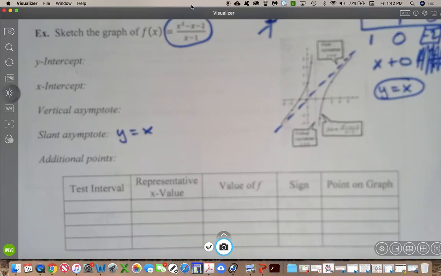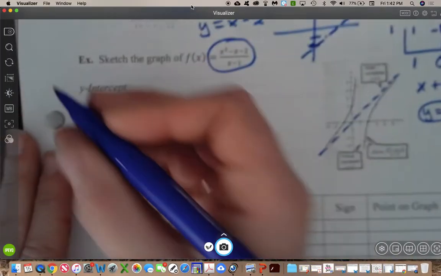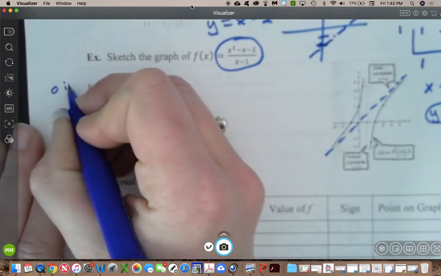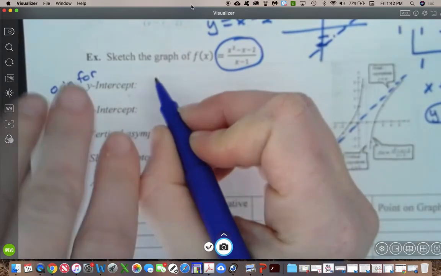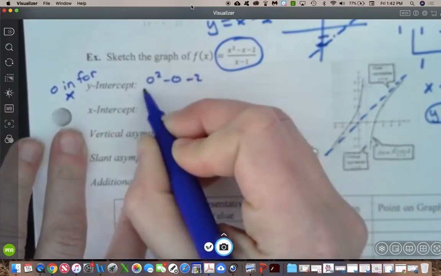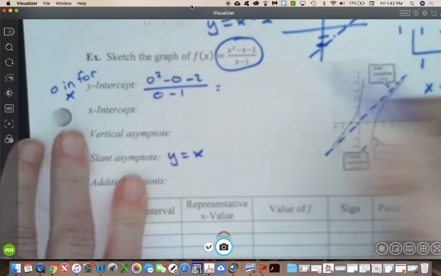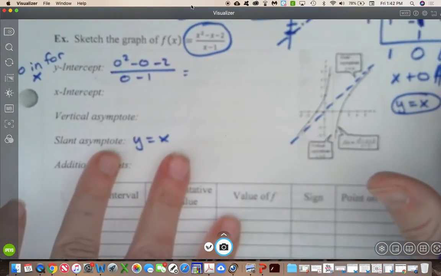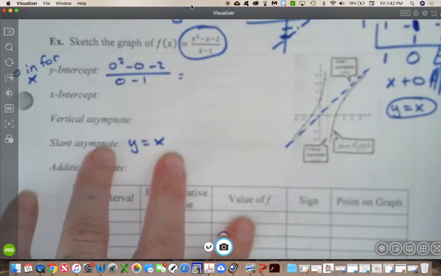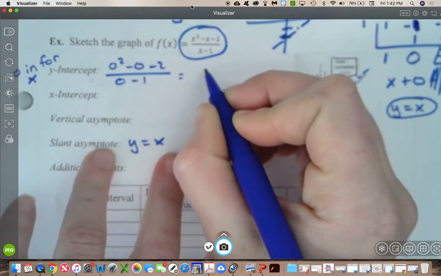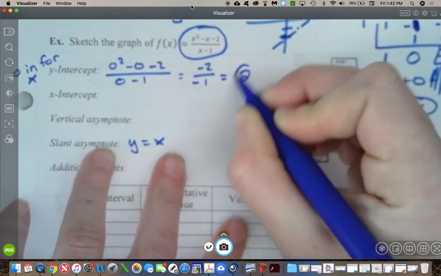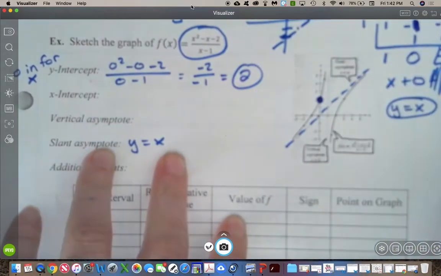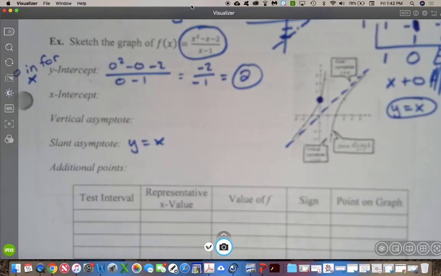All right, the y-intercept: plug 0 in for x. So if I put 0 in for x, 0 squared minus 0 minus 2 all over 0 minus 1. What does that make? 0 minus 2, -2 over -1, which is 2. That's my y-intercept right here. That dot is 2.